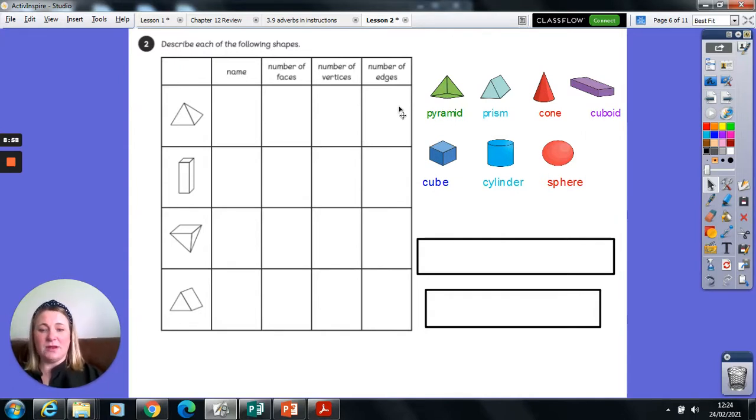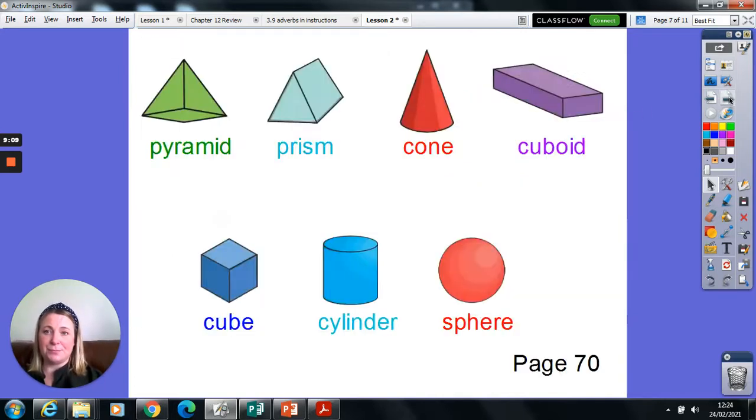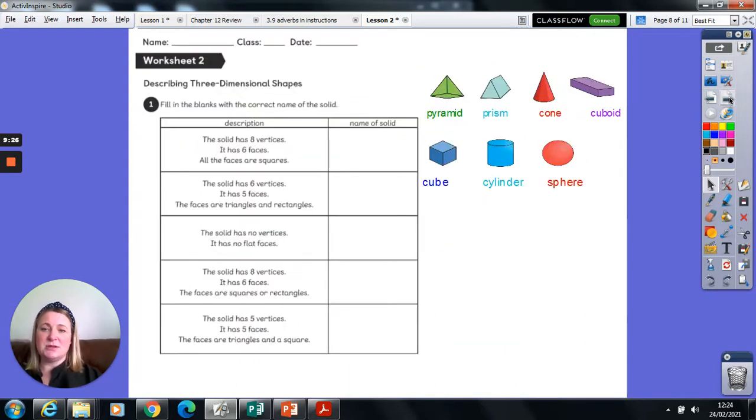Okay, if you send me a photo of your completed page here, I will check through the rest of your answers for you in your profiles. If at any point you need to refer to the spellings, you can skip back to this page, or if you're stuck, this may help you to visualize it. Or like I said, better still, if you've got any of these shapes at home, use those to help you.